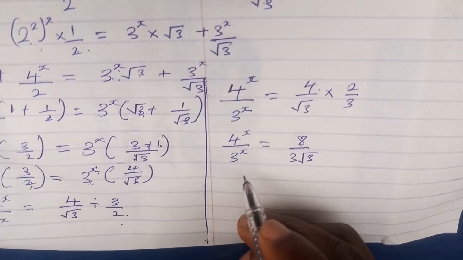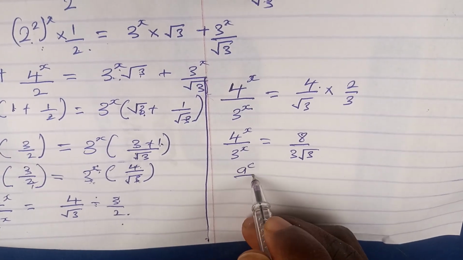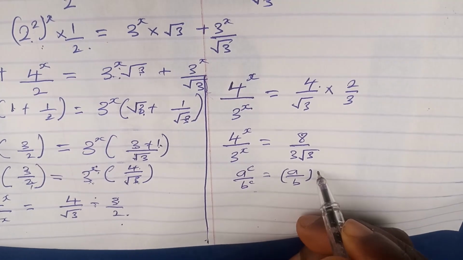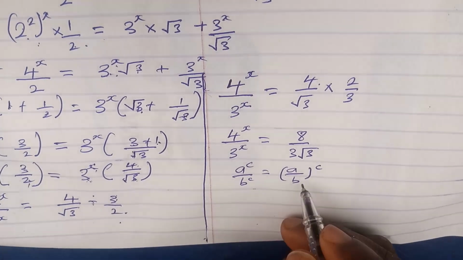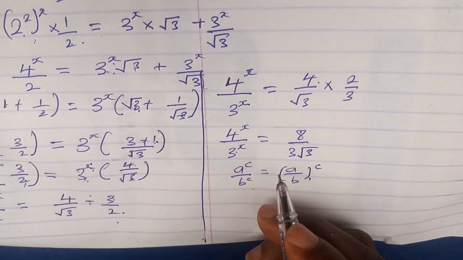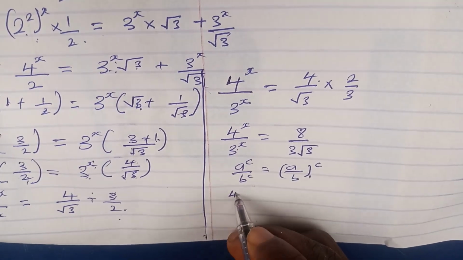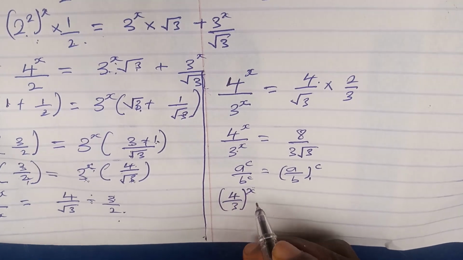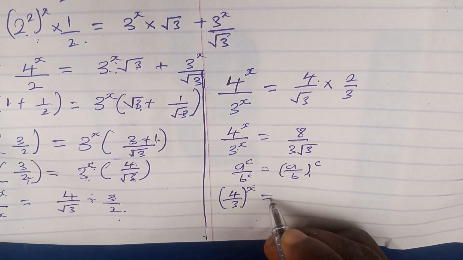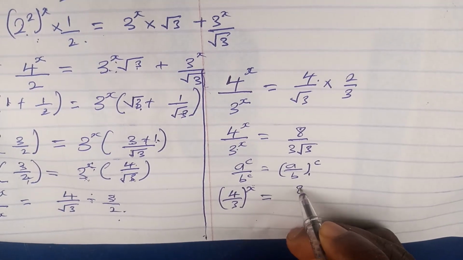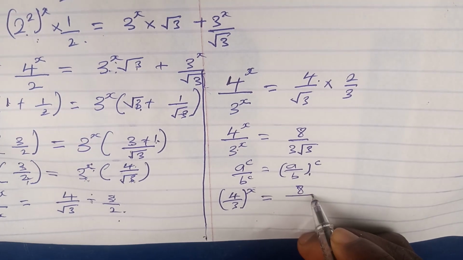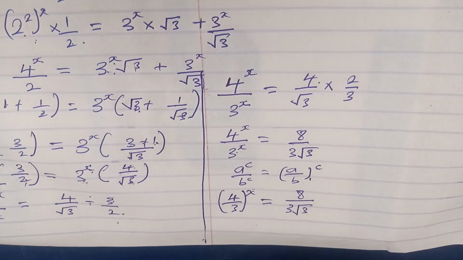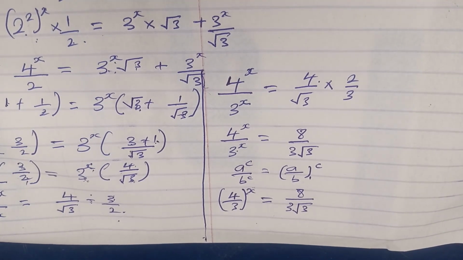Okay, recall from your simple indices, if you have a to c over b to c, that is also equal to a over b to c. So if we put this principle here, we have (4/3) to the power of x equals 8 over 3 root 3. So how can we look for x?